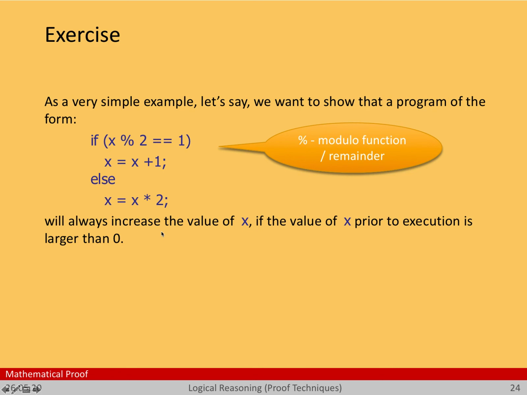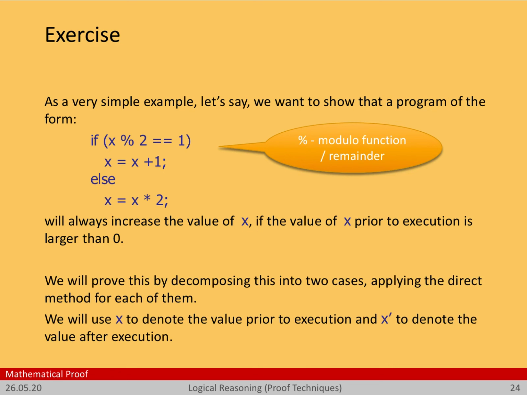Okay, with that background knowledge, this is to be proven by decomposing it into two cases, applying the direct method for each of them. Also, as a hint towards the notation, so you can write this down rather easily, use x to denote the value prior to execution and x prime to denote the value after execution, so you can have mathematically the relation between the two. With that, stop the video and give it a try for yourself, and only afterwards resume.